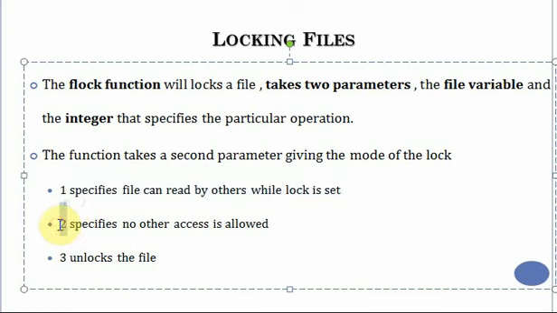If you have given the integer value as 2, it specifies that no other access is allowed. That is, your file is completely locked. No other scripts are allowed to access that particular file. Whereas integer value 3 means it unlocks the file. When it no longer requires that particular file, it can unlock the file. So this is about the locking of files.